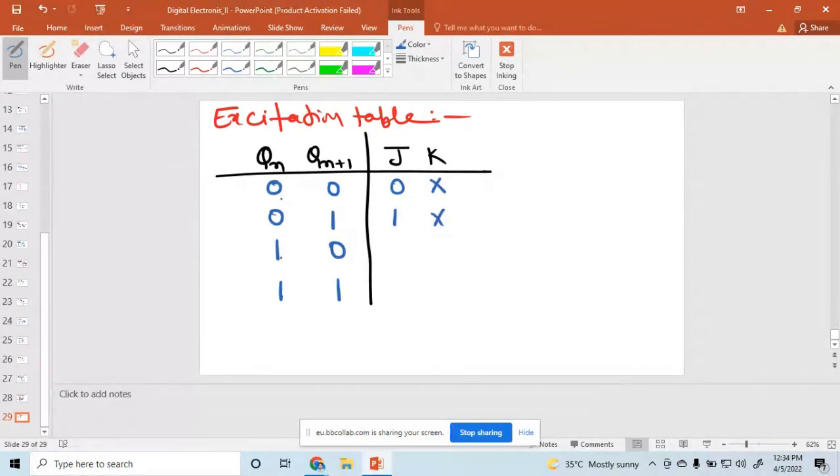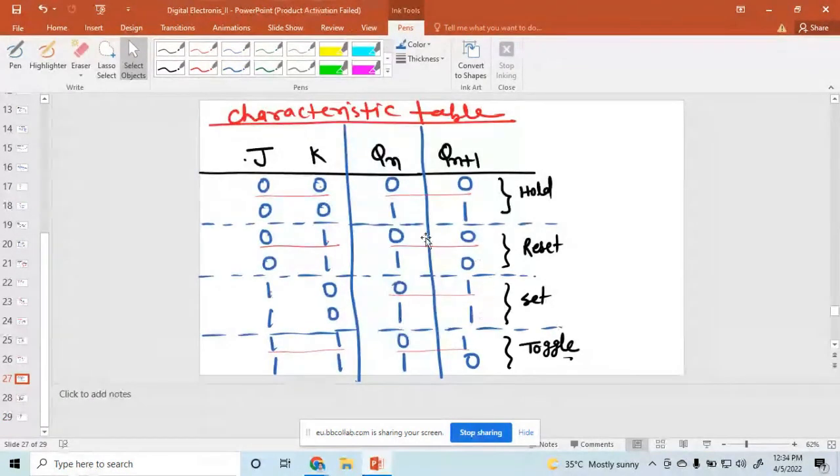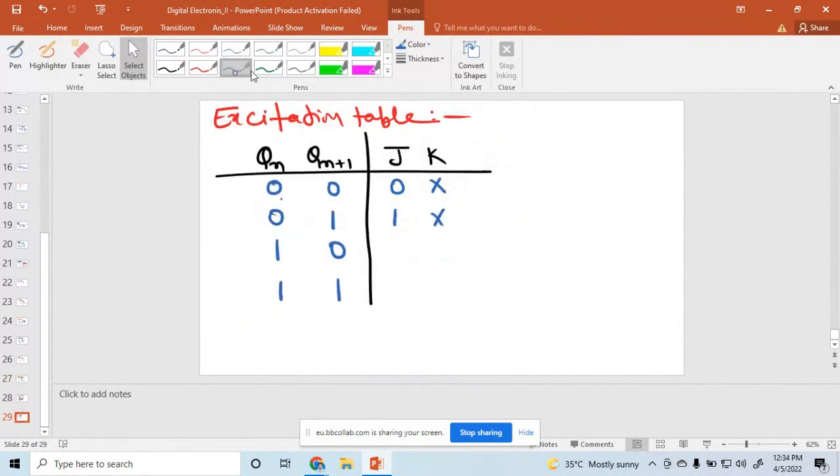Similarly, see what happened when Qn is 1 0. When Qn is 1 0, 1 0 means 1 1, and another 1 0 means 0 1. That means J is 0 1, that is don't care, and K is 1. So you can directly write the values for 1 0 as don't care, but K is 1.